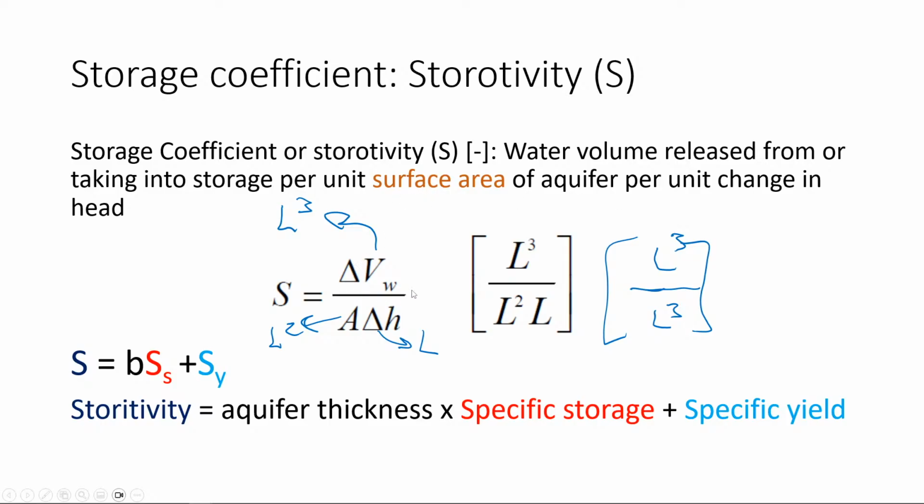This basically tells us how much volume is released from a given surface area. Let's say this is my aquifer, and this is your surface area. So basically it tells me how much water will get released. Let's say I will release this amount of water, maybe that would be the volume of water.